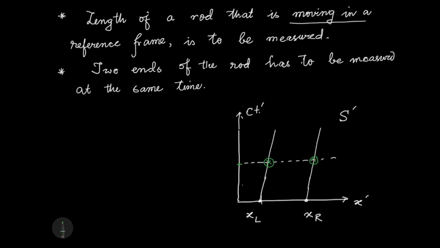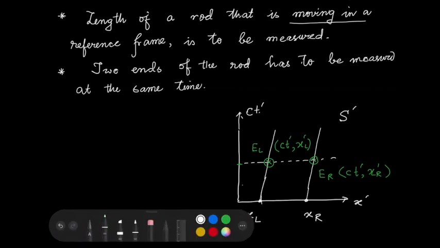So the left end measurement, let's write it here. So let's call it EL. The event of the left hand measurement is EL. And what is that? So EL is (ct', XL'). So let me write ct' because that will be the same for both of them. And E right, the event is (ct', XR'), again the same time. So this should be prime. Okay, so these are the two events.